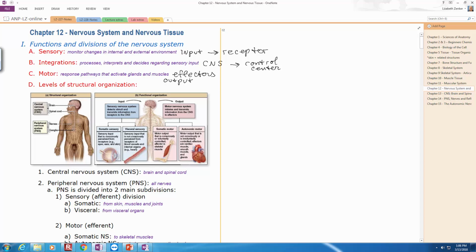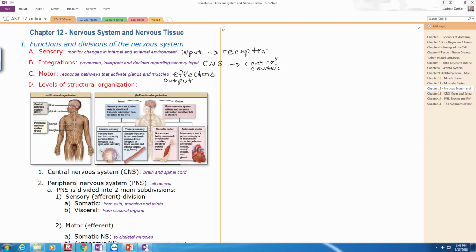So input means information coming into your body. Your central nervous system or control center has to decide what that information means and what should we do about it. And then the effectors or motor is going to be the output, the information that goes from our brain out to the other parts of our body that decides what should we do now because of that information. Okay, so sensory doesn't do anything with it. It just takes the info to the brain and tells the brain what's going on. So think of it just like the thermostat, okay?